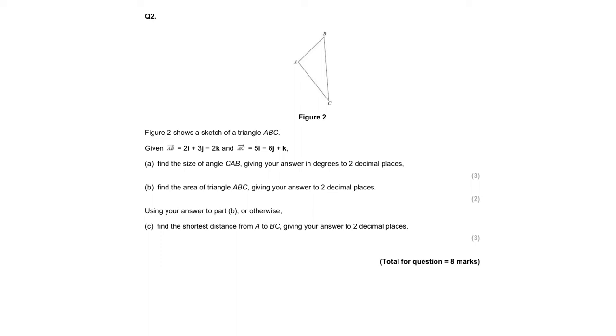Question 2. Figure 2 shows a sketch of a triangle ABC. So we have the triangle ABC. Given that direction vector AB, so it's saying this direction, to get from A to B, I've gone 2, 3, minus 2. Now remember, this is a direction vector. Then from A to C, I've gone 5, minus 6, 1. This direction vector, A to C. It says the size of the angle CBA.